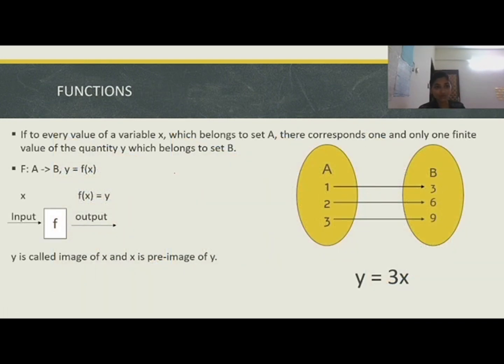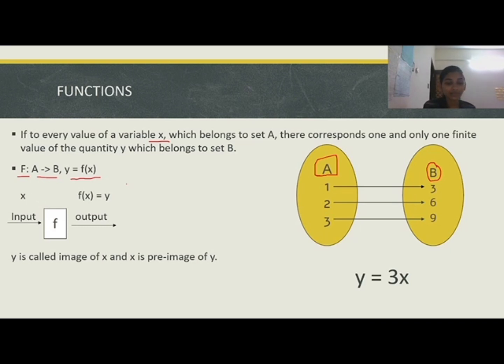So see, functions is what? If to every value of a variable, say x, which belongs to set A, there corresponds one and only one finite value of the quantity y in my set B. How do we represent it? Let's say a function from A to B, y is equal to f of x.